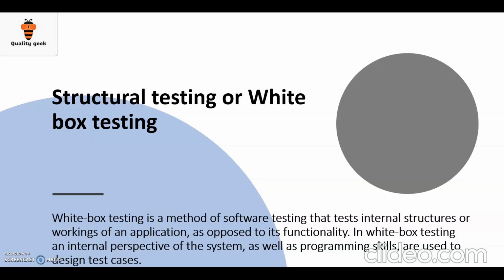So as we discussed, white box testing is a method of software testing that tests the internal structures or workings of an application, as opposed to its functionality. In white box testing, an internal perspective of the system as well as programming skills are used to design test cases. So typically they will check the code coverage, the syntax usage, the branching, and the flow of data. All this comes under white box testing. So in this video we are going to talk more about manual testing.